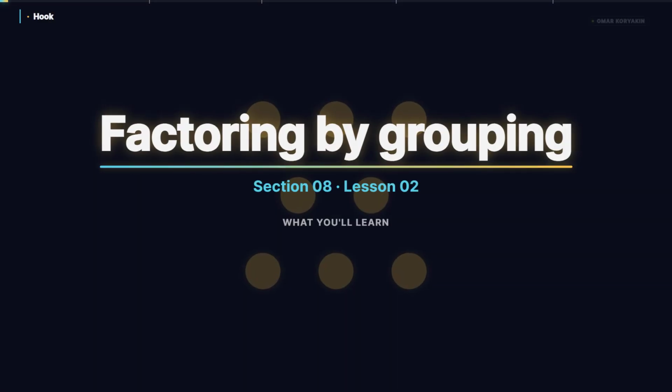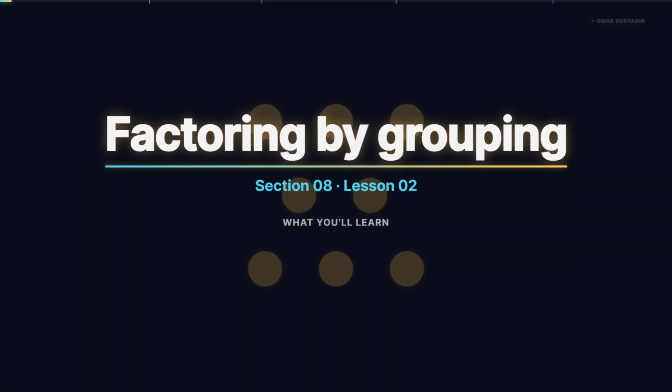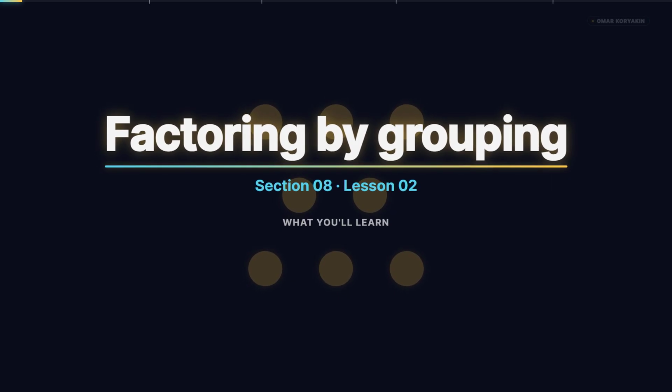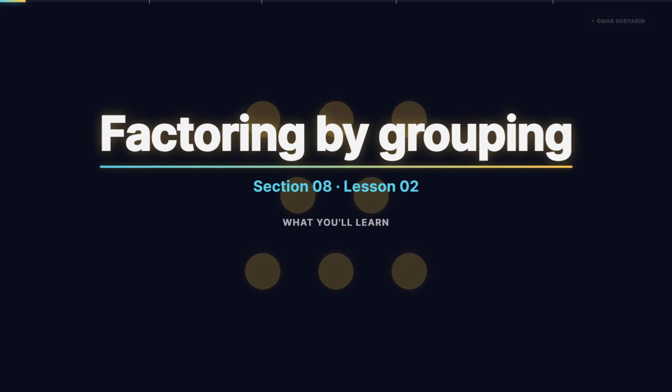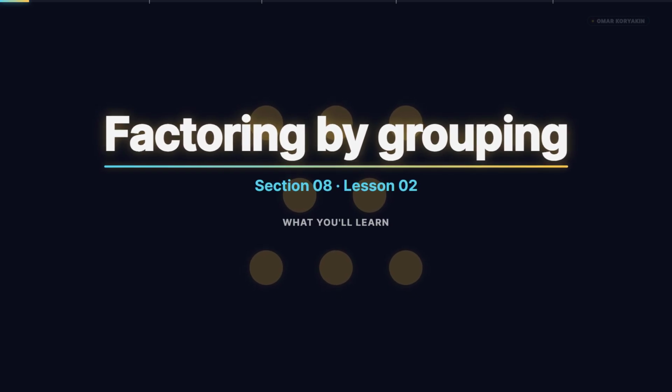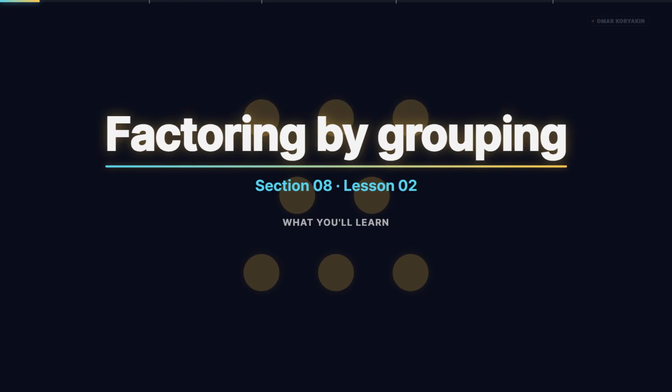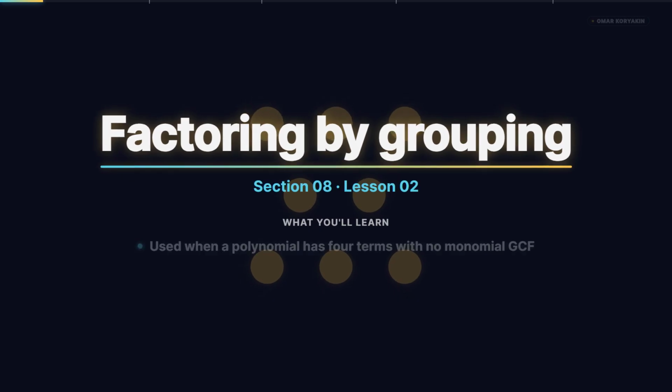Welcome to Section 8, Lesson 2. Lesson 1 pulled out the greatest common factor when one existed. Today's lesson is for polynomials that do not have a single monomial GCF but still factor cleanly through a different mechanism. Factoring by grouping is the technique, and it is the standard move on any four-term polynomial.